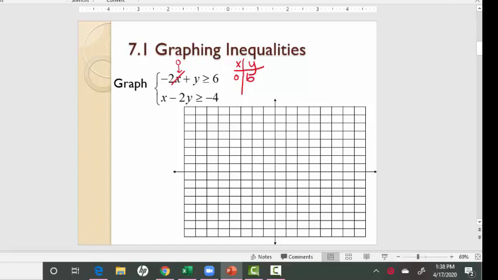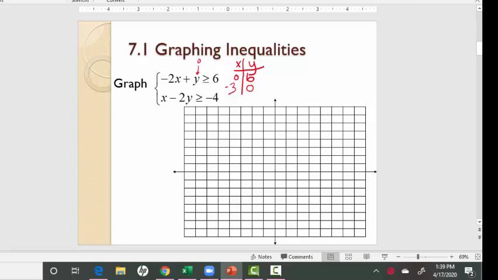Remember, I'm graphing the equality, so I'm graphing the line first. So then I'll find a second point on the line, and I can do that by plugging in 0 for y, and I get negative 2x equals 6, or x equals negative 3. X equals negative 3. So now I have my 2 points, and I can graph my line.